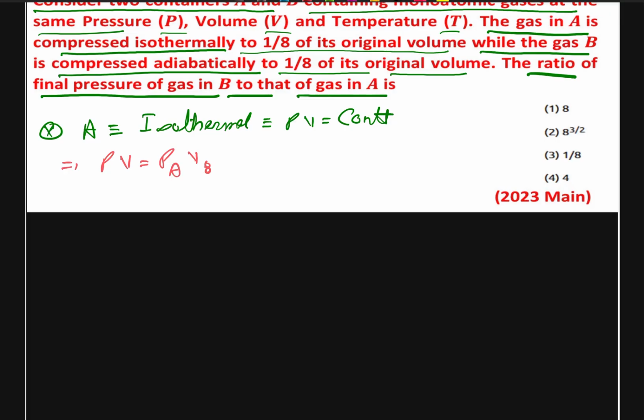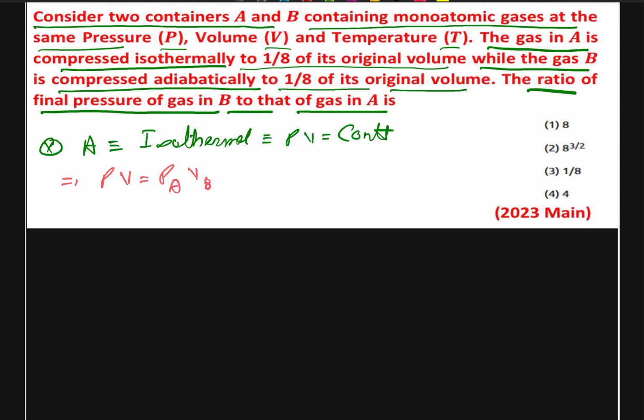And the final is given to us as this is A, but we are given that it is compressed isothermally to 1/8 of original volume. So original volume is V, so we can write this as PV equals PA times V upon 8, and here V and V cancel out, therefore we get that P will be equal to PA upon 8, or we can say the final pressure in A will be equal to 8 times P.